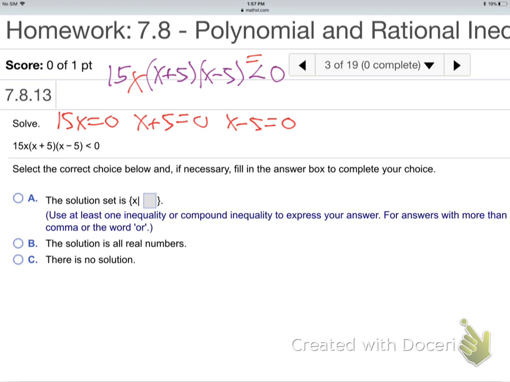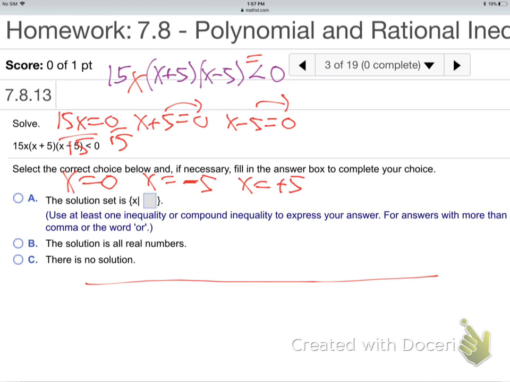So you set each part to 0 and then divide by 15. x is just 0. This one, jump it over. Negative 5, positive 5. So now I go to my number line. I have 3 values: I've got 0, I've also got negative 5, and I've also got positive 5 on my number line. We good to there?